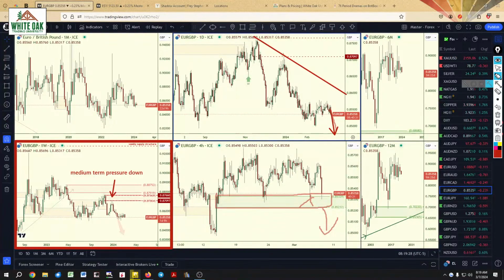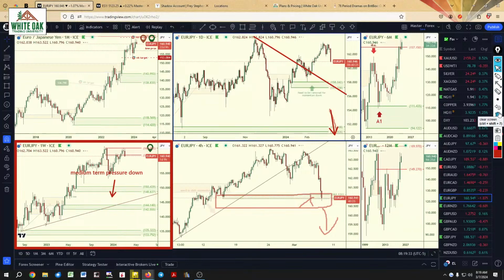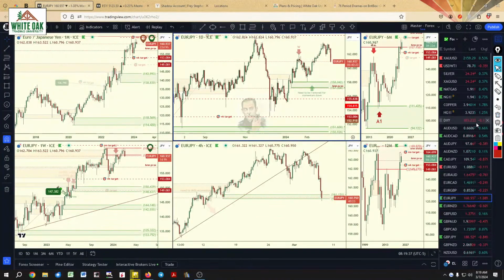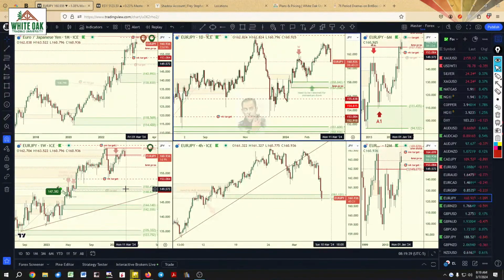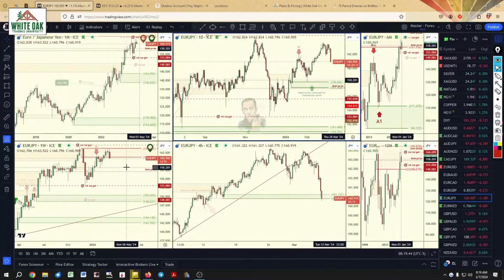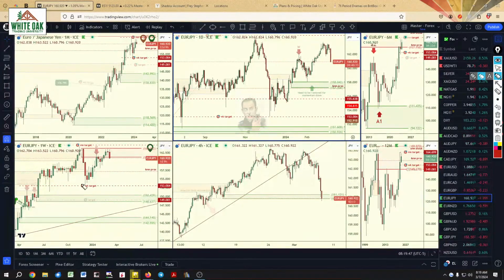Okay, so far you look across the euro pairs, what do you see? Signs of weakness, weakness, weakness, weakness, weakness, okay? All across the board. Euro, Japanese yen. What do you see here? Same thing. I'm going to rush through these ones because we're just coming up on our 20 minutes. But take a look, okay? What do you see?